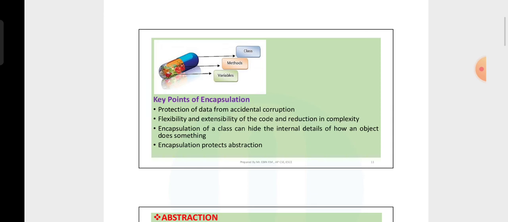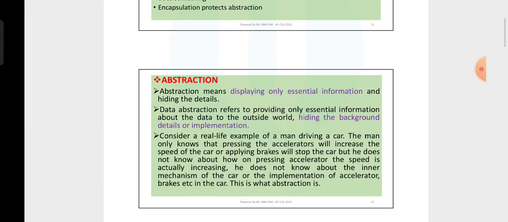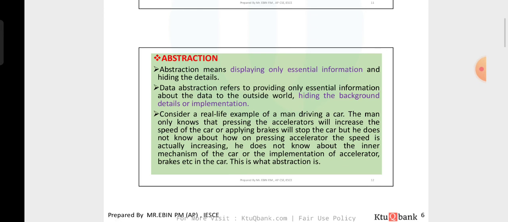Flexibility and extensibility of the code and reduction in the complexity. Encapsulation of the class can hide the internal details of how the object does something. Okay, it means mainly it is hiding the functionality of that particular object from the outside world. It protects the abstraction. So what is the abstraction? Abstraction means you are displaying only the essential information to the outside world while the remaining things will be hidden. That is called abstraction.